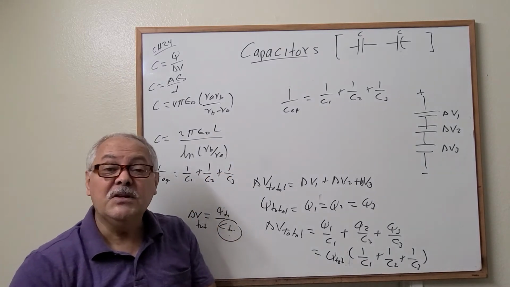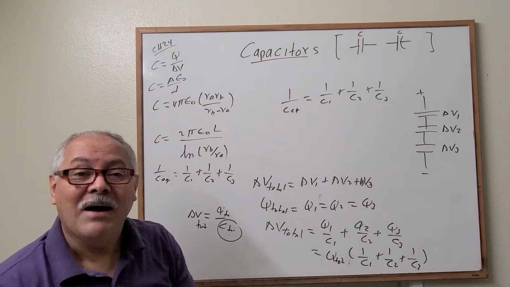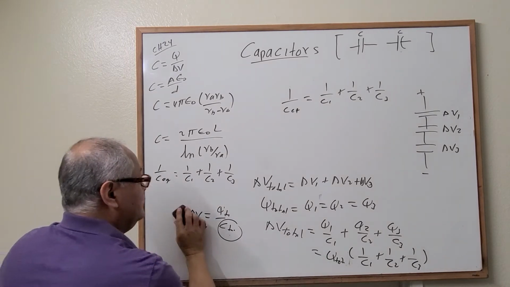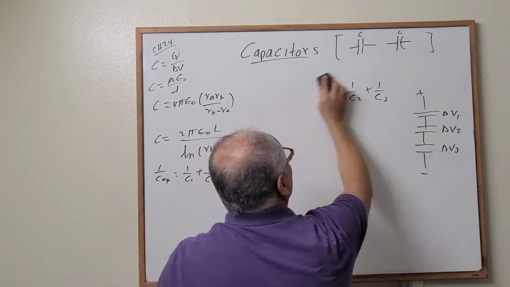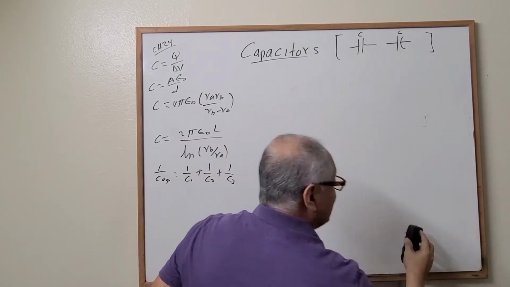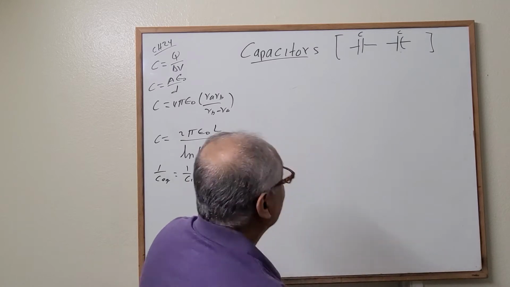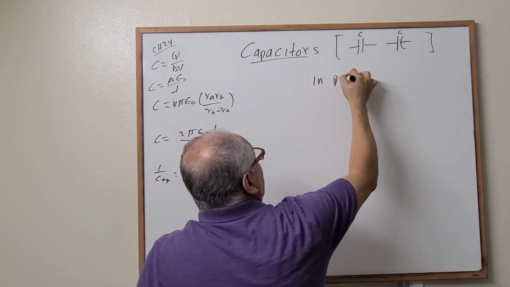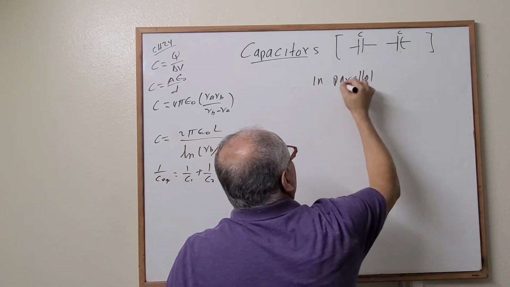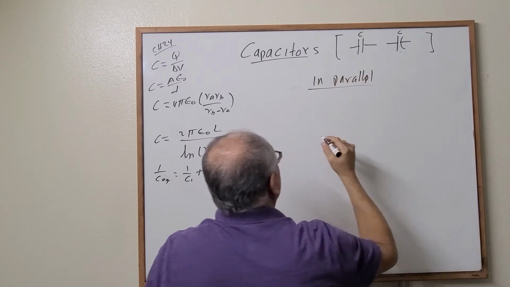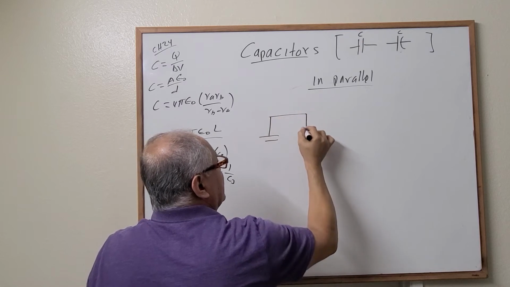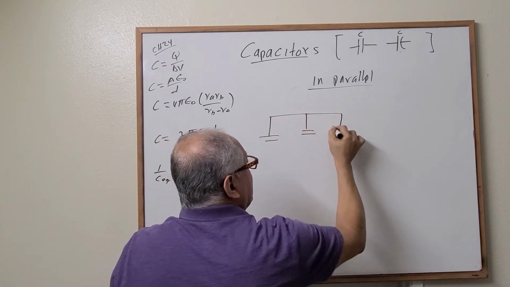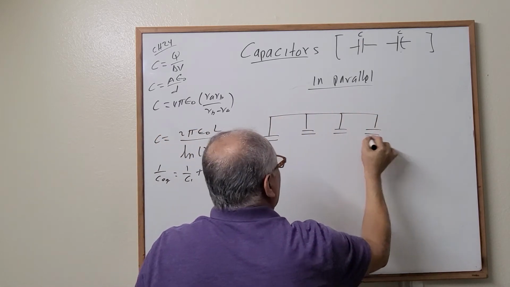Alright, perfect. Now let's go to capacitors in parallel. Great, capacitors in parallel. Let's do it. Okay, in parallel. Imagine that we have one more circuit, correct? But this is with capacitors in parallel.